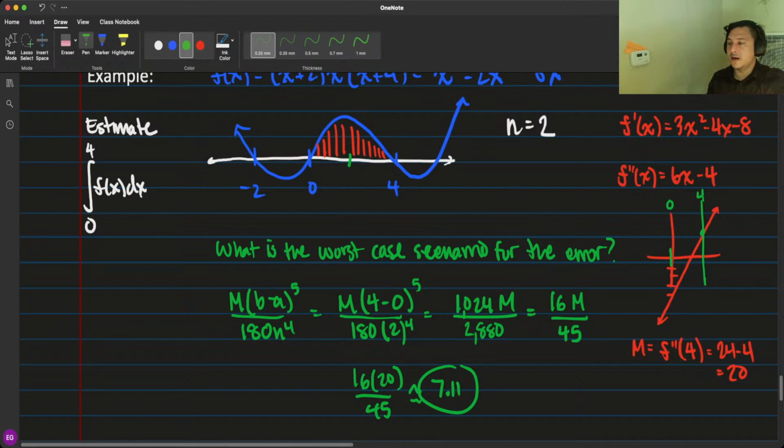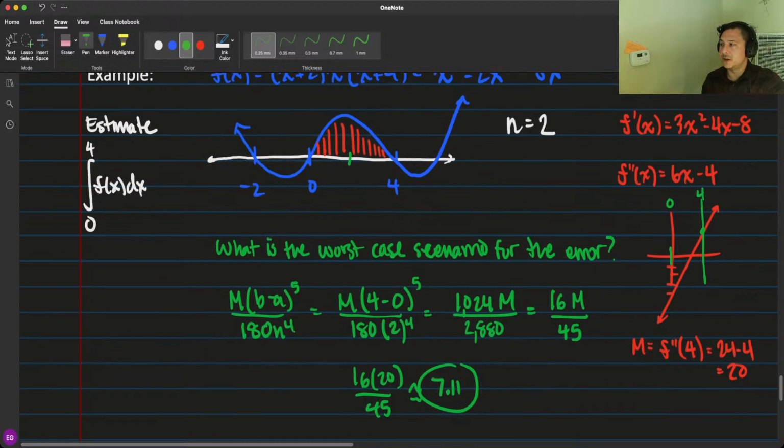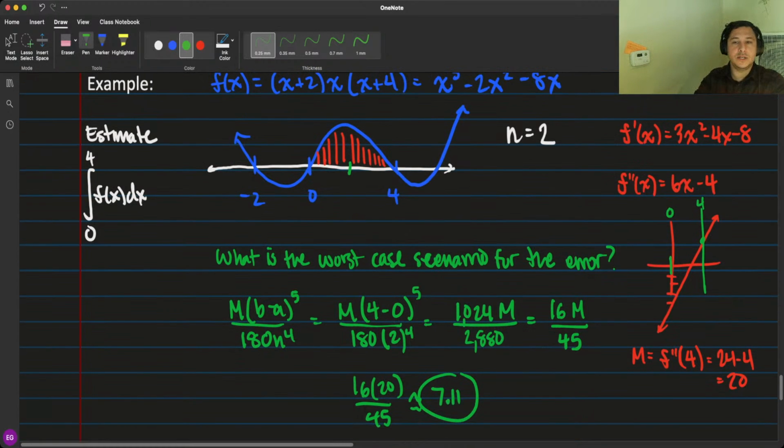So how big can our error be at worst? 7.11. Okay, we'll find out what the actual error is in a little bit. Okay, but are there any questions about the calculation in terms of the estimation of the error?